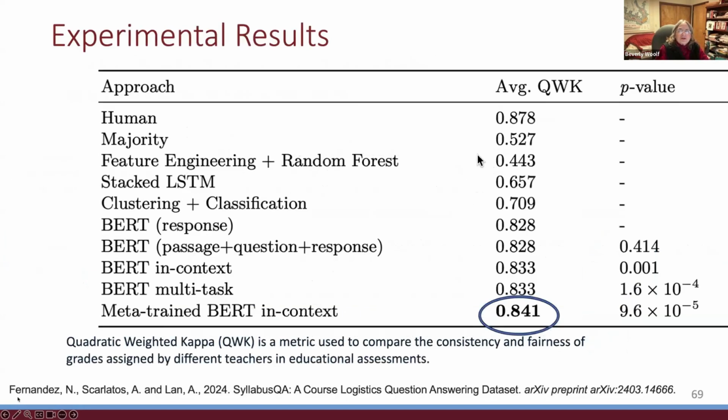But anyway, we have experimental results where we look at QWK, which is a metric to compare the consistency and fairness of grades given by different teachers. We looked at how the humans were grading the students, that is, what numbers they were giving for the answers that the students gave. And we looked at BERT, and a meta-trained BERT in context. In other words, we gave BERT the questions that I just showed you. The kappa is pretty high, and the p-value is pretty small, which is good. The smaller, the better. So the system is starting to understand short answer questions as well.